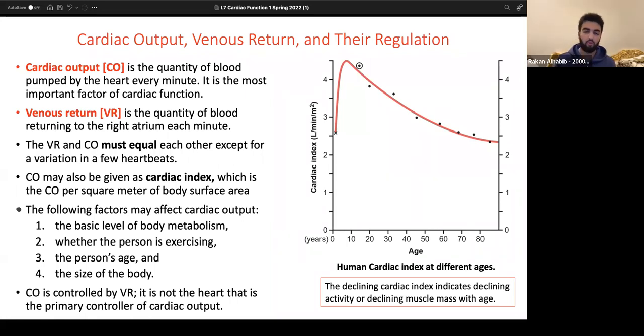Now, whether the person is exercising or not, when you're running, you activate the sympathetic nervous system, okay? And as you activate it, the heart beats more, and there's more perfusion of the skeletal muscle so that you could run. The person's age and the size of the body, as I just explained in the cardiac index. Now, the cardiac output is controlled by the venous return. We're going to get into this later on, but for now, we just went through this.